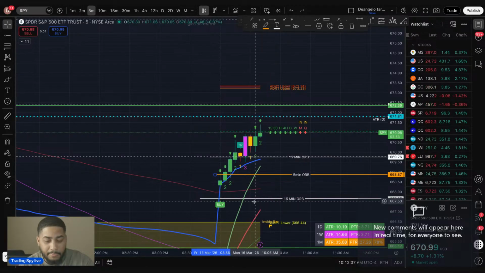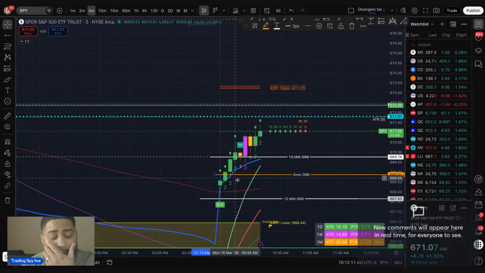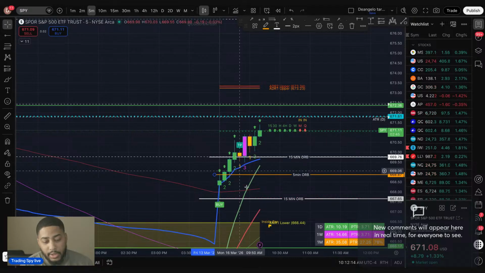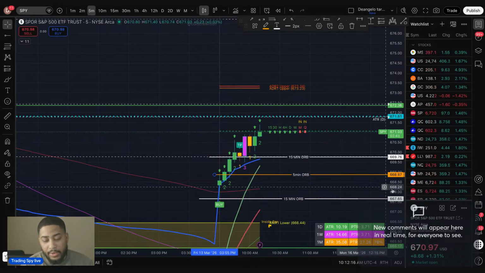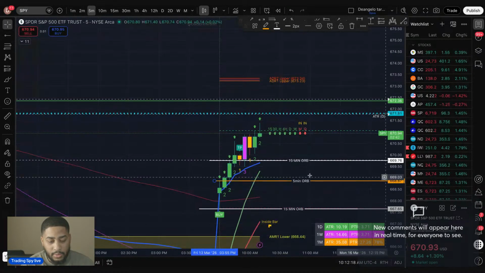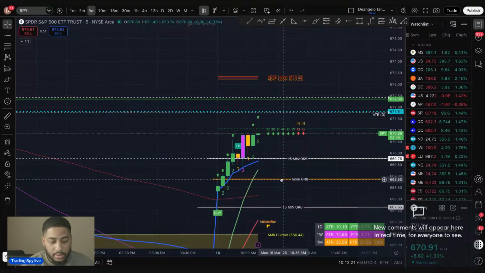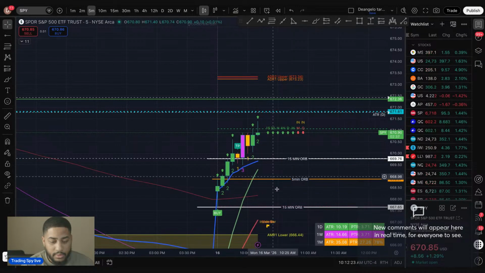But this is the top of that 5-minute ORB. It's the first 5-minute candle. This is another strategy that I like to play. So I'm going to show you why it would have worked. Selling off. We're going to see how that plays out.